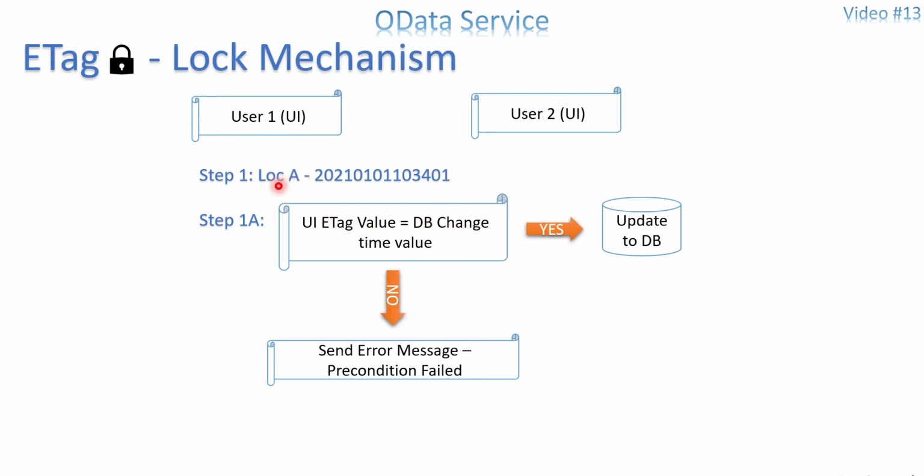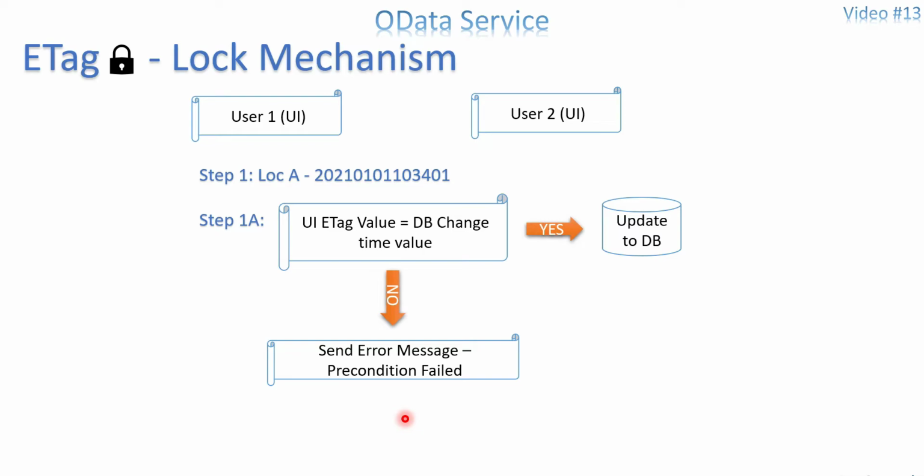So after step 1, or I can say before step 2, before the update, this check is performed by the system, the OData system. We are not going to do any coding here, just enable the ETag property, and the system will take care of the rest. The same thing is applicable for user 2 as well. Before updating, it performs a check between the ETag value and the DB value. If yes, update; if no, send a precondition failed.